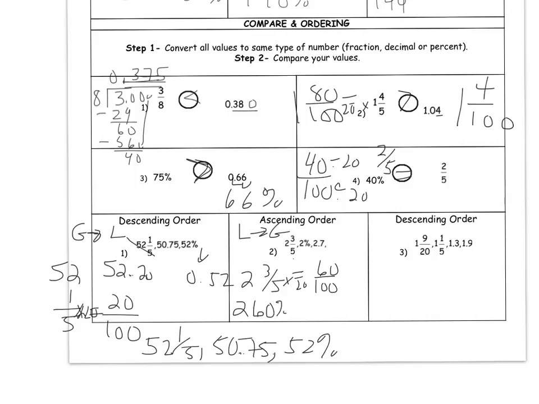Then 2%, and then 2 7/10. Well, 2 7/10 would give me 270%. So which one's the least? Okay, well, they're all in percent, so the 2% would be the least. I'll put this in blue. 2% would be first, so that's done. The next one would be 260, which is equal to 2 3/5. The last one, the greatest, would be 2 7/10.